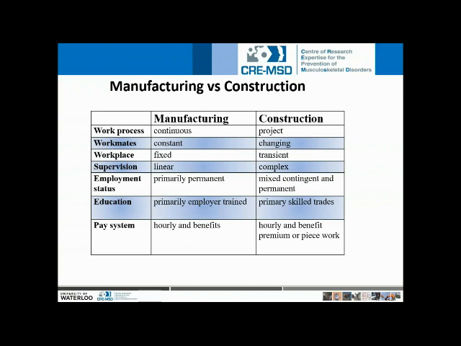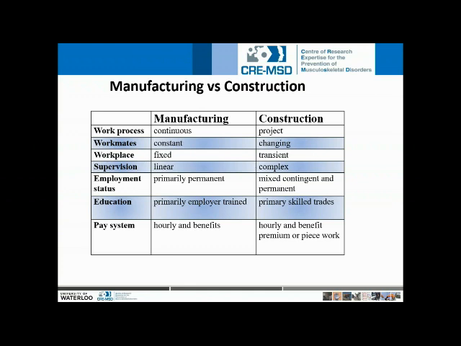The supervision is linear, and so there's this foreman, maybe a team leader, and then workers. The employment status is primarily permanent. People are lucky when they get hired on. For example, in the car plants, if you get your 90 days in, you're there. The education is primarily provided by the employers, so health and safety training or even skill training is often provided by the employer. And the pay system is hourly with benefits. So it's a much more rigid, controlled environment.